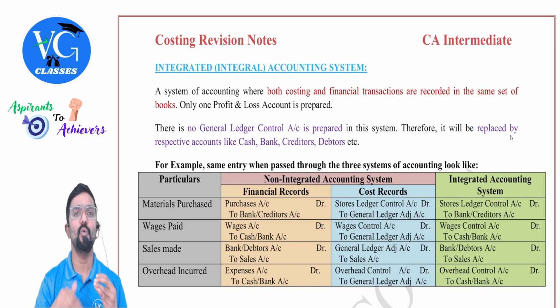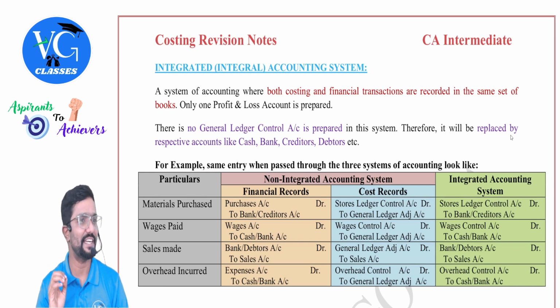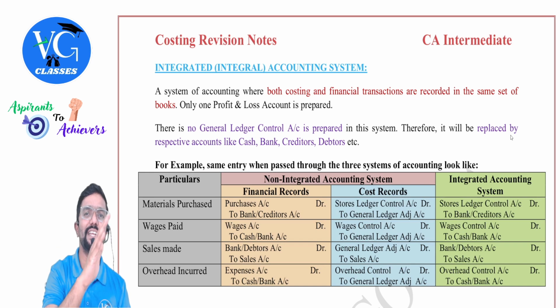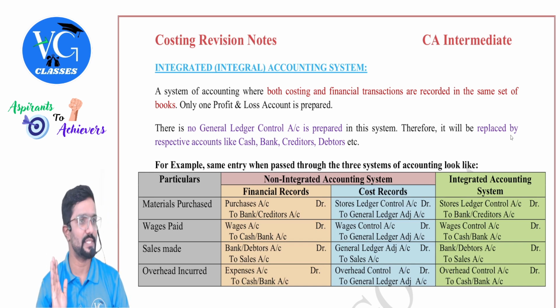Clear? Yes. Now we have one more system. What is it, sir? Integrated accounting system. Guys, integrated is easy. Why, sir? We are already masters in non-integrated. If you are masters in non-integrated, then integrated is very easy, guys. Why is it? I will compare and tell.